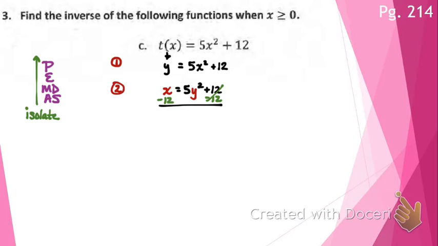Okay, so I've started working on it up here. I remembered to do my replacing so that I had a y. I did my switching. So now instead of a y equals, I have an x equals. I subtracted my 12 from both sides. But now I'm stuck. What do I do next?